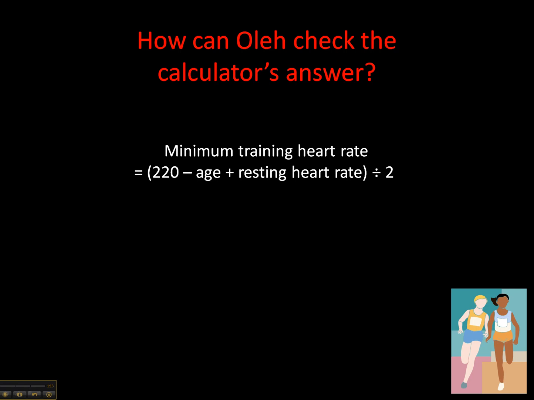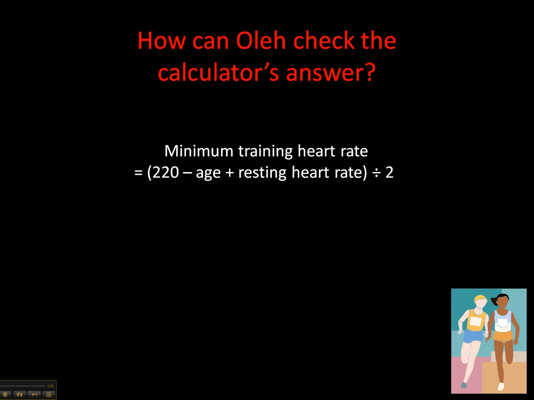Ola is a character in our book. He's on page 98, and he has discovered a formula for calculating the minimum training heart rate. Your minimum training heart rate is the minimum heart rate that you have to have in order to have a successful workout. Now, you can't just reach the minimum training heart rate. Apparently, you have to have that minimum training heart rate for about 30 minutes, and then that's how you know you had a really good exercise. If you want to know more about that, I'd suggest that you talk to your gym teacher because I'm sure she can tell you all about it.